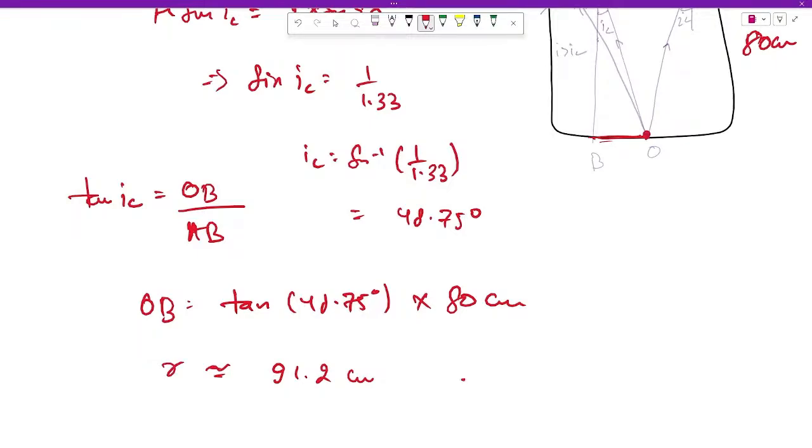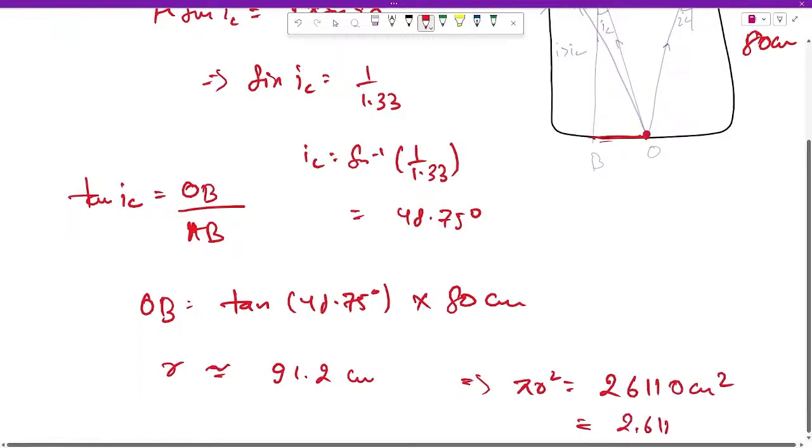of the circle. Now in order to find the area, we can use the formula for the area of a circle, that is pi r square, which will give us 26110 centimeter square, or we can say 2.61 meter square.